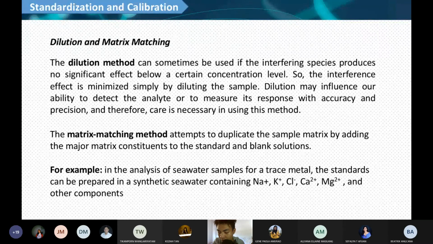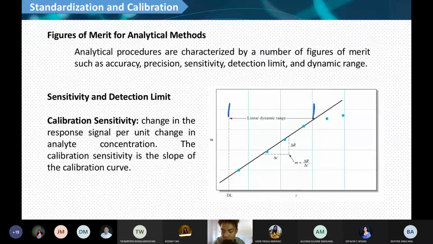Okay, and then lastly, the last one describes the calibration curve. Our calibration curve can be described by different figures of merit. So when you say calibration sensitivity, that pertains to the slope of your calibration curve. If your calibration curve has a very high slope, then it means it is very sensitive. And that is good when you are doing trace and ultra trace constituent analysis.